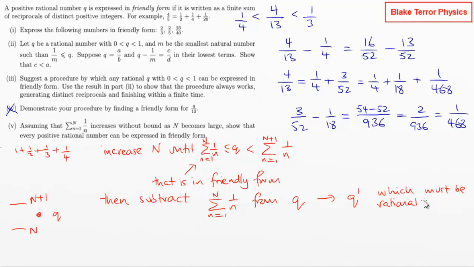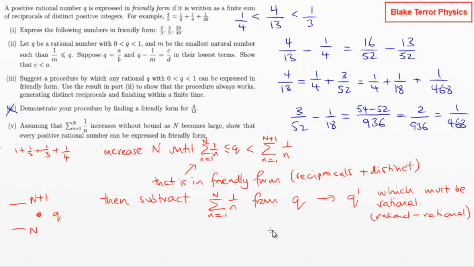Which must be rational, because we've done q minus that sum. We've done a rational minus a rational. So now we've got a smaller number. And yeah, so that'd be fine, wouldn't it? And then we can just keep doing it again. That is in friendly form because they're all distinct. So they're all reciprocals and distinct. So it must be friendly.